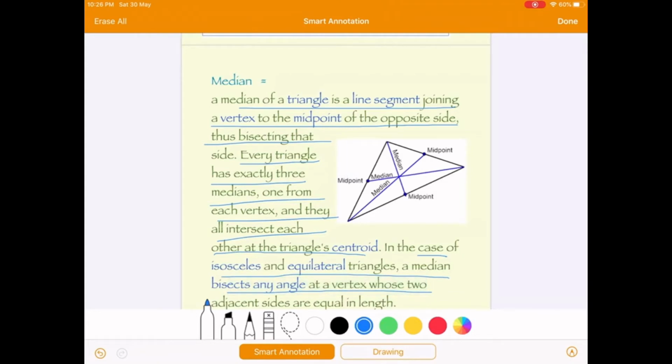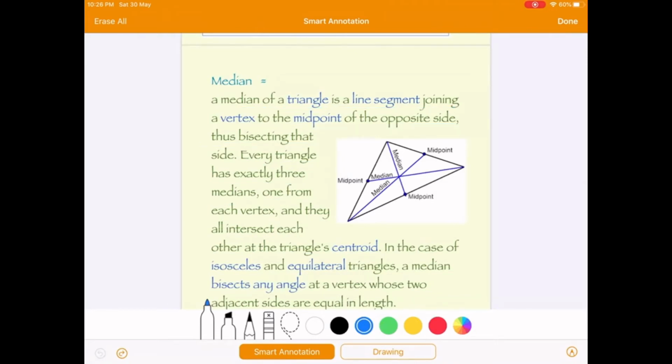Now, what does all this mean? It simply means that a median of a triangle, like the altitude, is also drawn from one vertex to the opposite side, but in altitude it was perpendicular, right? But in median it is not perpendicular. It may be perpendicular in the case of isosceles and equilateral triangles, mainly equilateral, but in the case of other triangles it may not be perpendicular in every case.